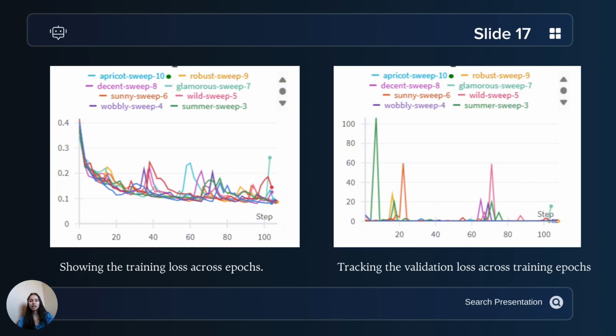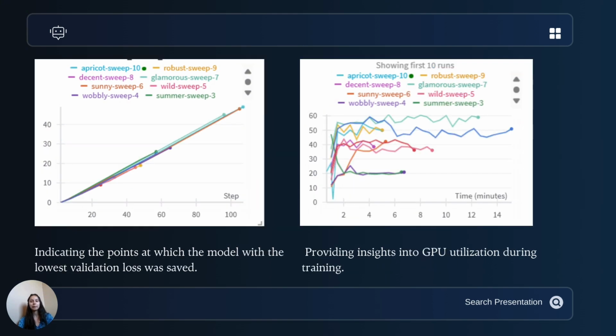The second chart shows the validation loss over the training epochs. Each line represents a different hyperparameter sweep run, allowing us to compare various configurations. Typically, decreasing validation loss indicates that the model is learning and improving in accuracy. In the chart, we see some spikes early on, which are quickly minimized, showing that the model is adjusting and learning.